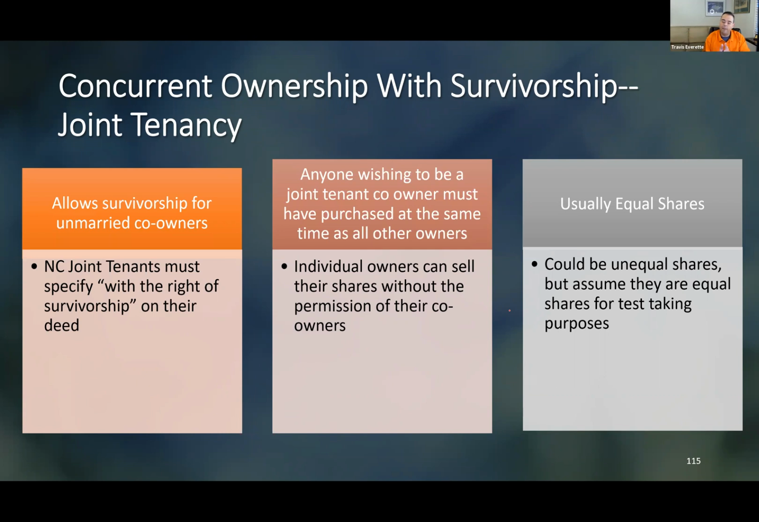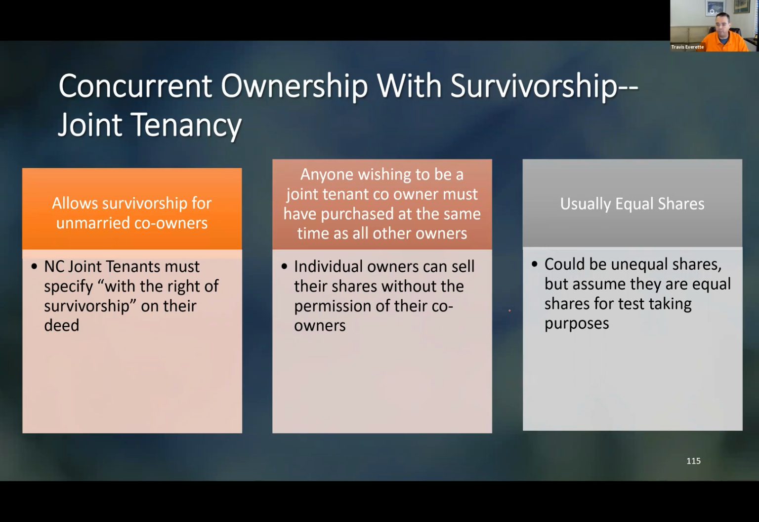If co-owners are not married to each other, they have a choice to make. Do we want this right of survivorship or do we not want this right of survivorship? And for your purposes on the test, that's going to be a simple thing. If they want the right of survivorship, they're going to choose joint tenancy. Joint tenancy is the type of ownership that is chosen by two people or more who are co-owners who are not married to each other at the time of purchase, but they wish to have the right of survivorship between them. Is everybody with me on that?